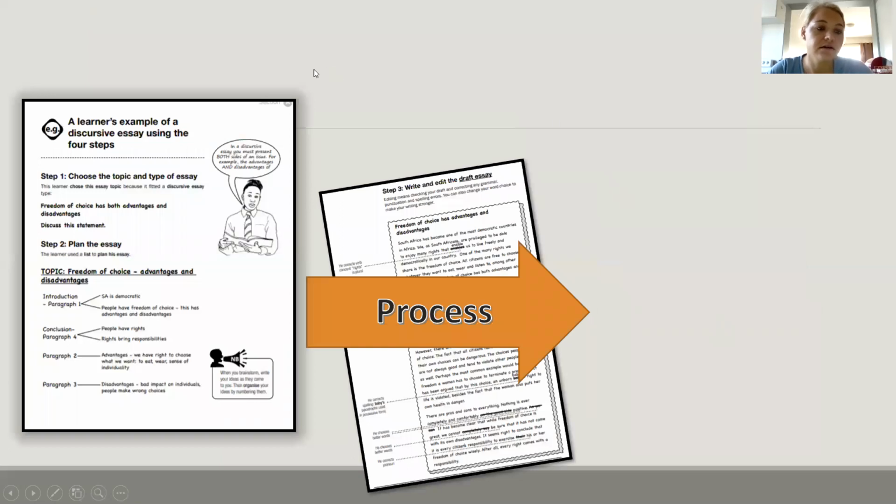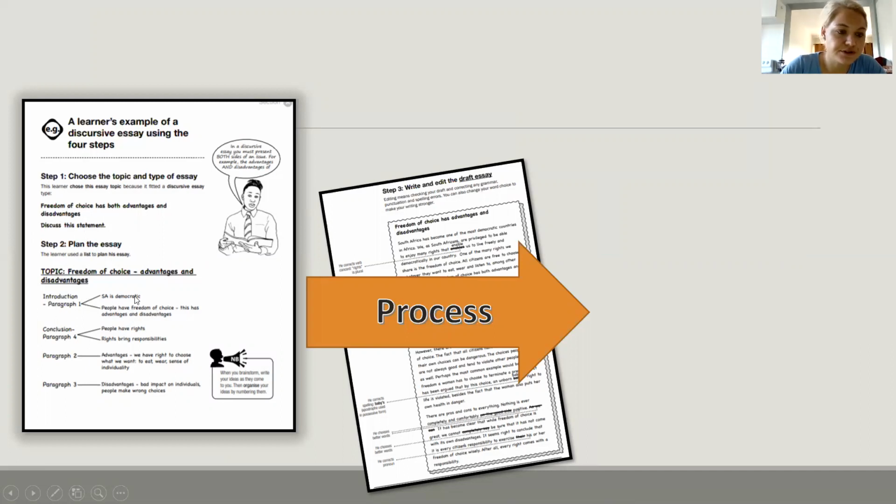So this is an example of a discursive essay and how we can apply the process approach. So first we will choose the topic. So here we can see that freedom of choice has both advantages and disadvantages. We can see the second step is to plan the essay. So the topic you will write down at the top, and then you will begin with your paragraphs and planning. Paragraph 1, essay is democratic. People have freedom of choice. This has advantages and disadvantages.